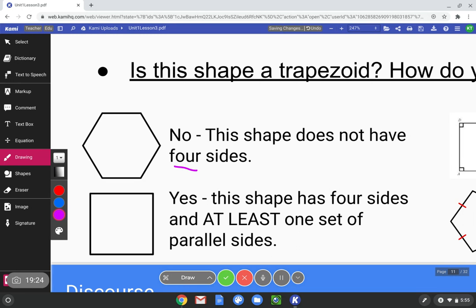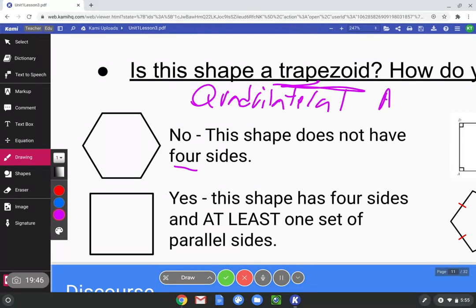Yes, it has parallel lines. Those are parallel. These are parallel. All sides have a parallel partner, but it needs to have 4 sides. In order to fit the rules for a trapezoid, it must fit both rules. So it must be a quadrilateral and it must have at least one pair of parallel sides. Y'all know this.